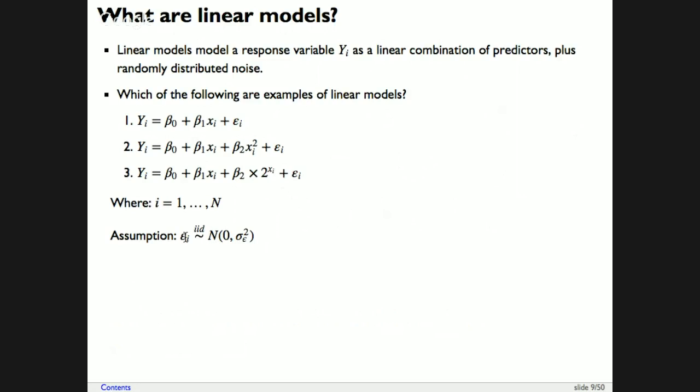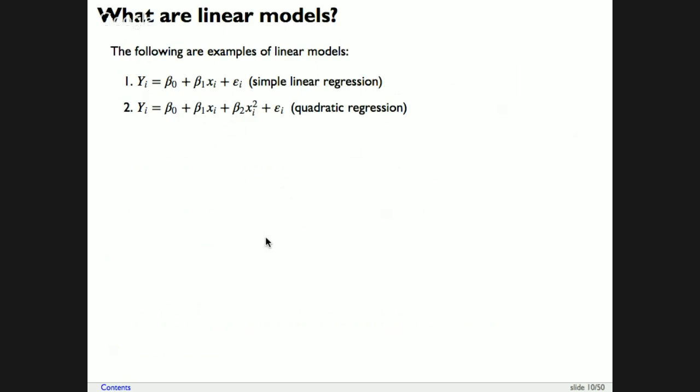This assumption of normality is described compactly in this equation at the bottom, where the residuals are distributed IID, which means independent and identically distributed as a normal distribution with 0 mean and a constant standard deviation. So I'll cover what this means. This is a very compact representation of assumptions of the linear model, so I'll detail it later. So yes, the first 2 are your examples of linear models.